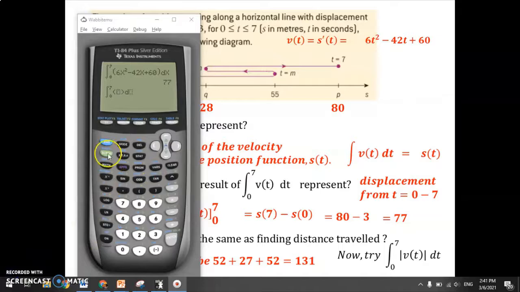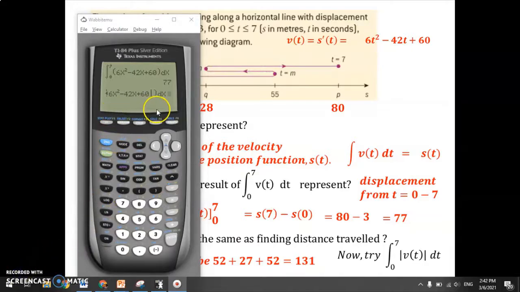If you don't remember how to get the absolute value in here, I set up the integral again, 0 to 7, but I want absolute value like we see here. Absolute value means we're turning all the negative values positive, right? So press math again, then arrow over to number, and the first one there is ABS, that's absolute value. So I'm going to press 1, there's my absolute value. Now I'm going to enter the same function here again, 6x squared, and so on.